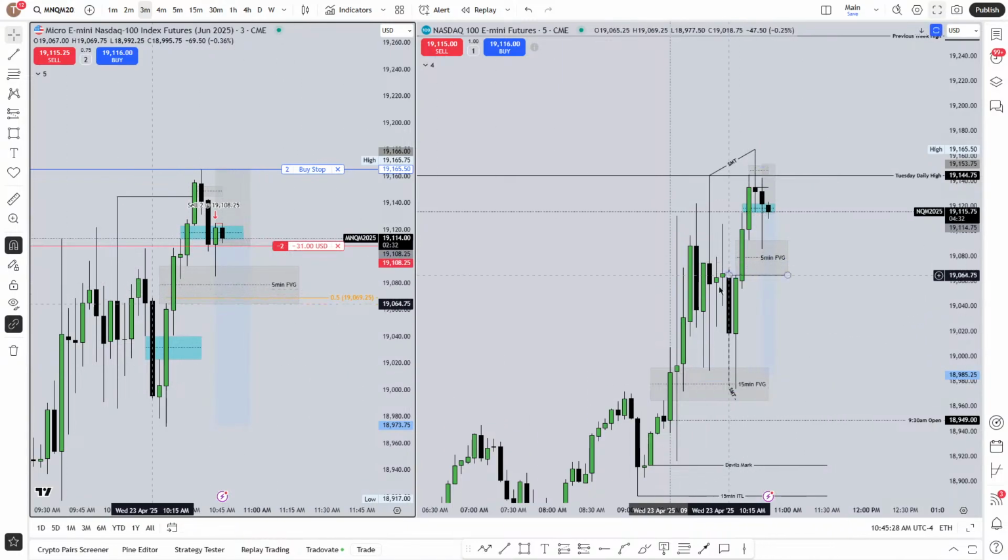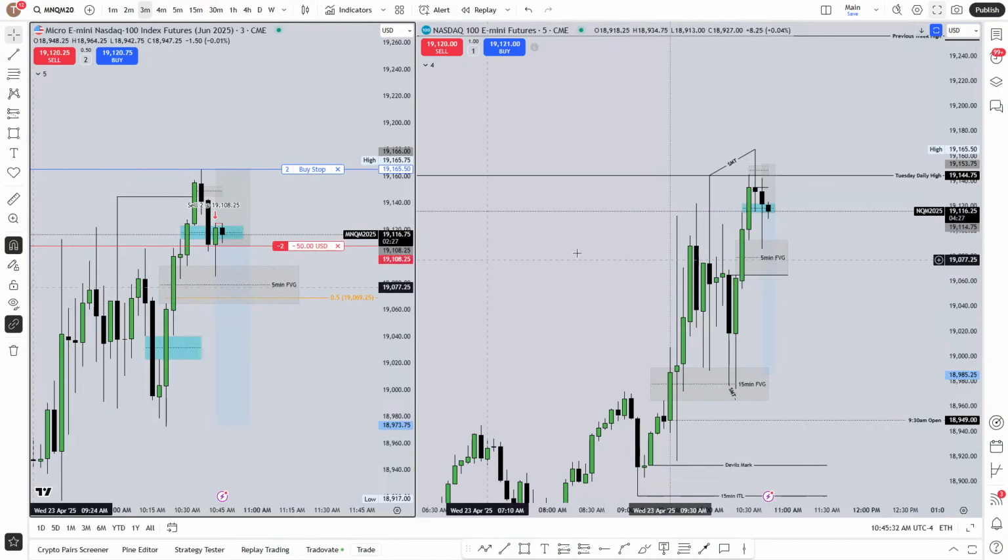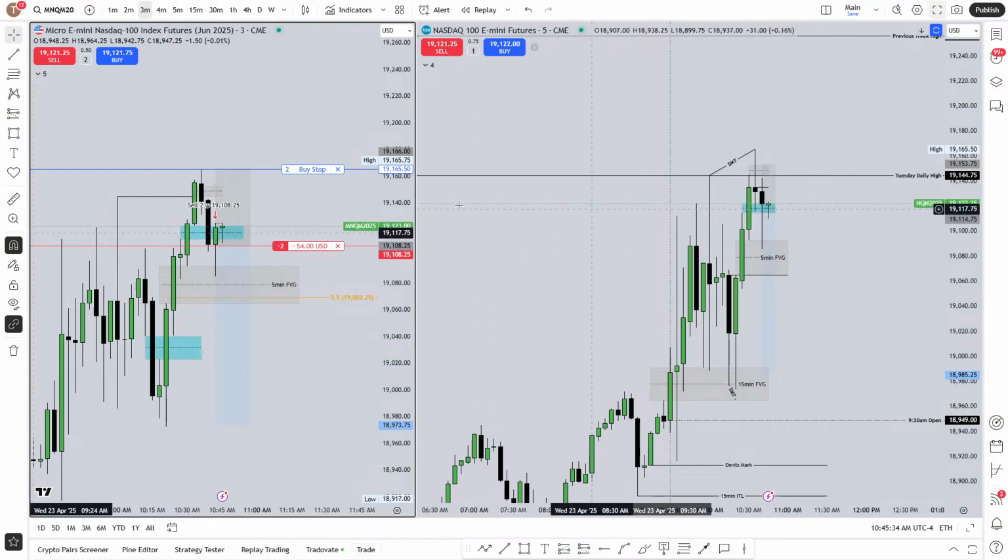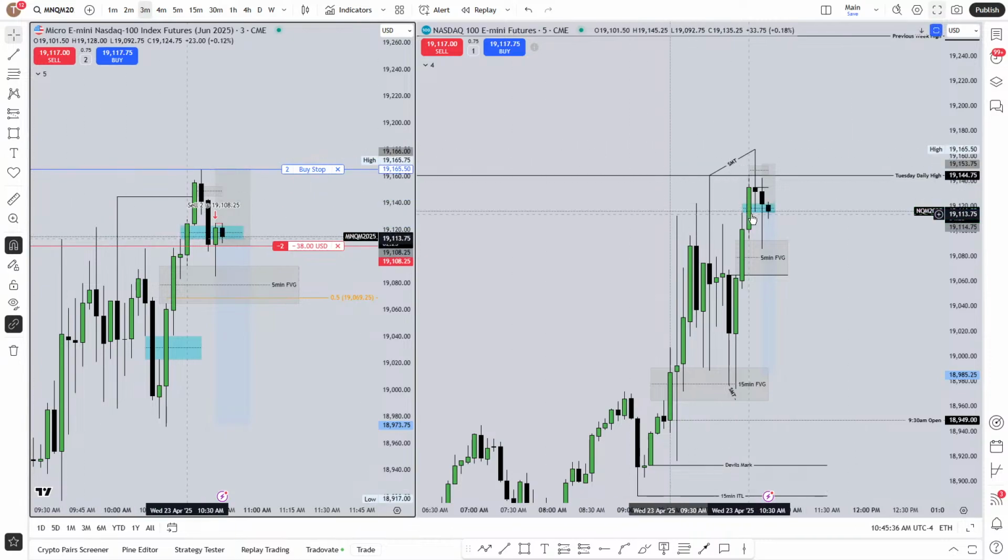It's just this because this 5 minute right here, like I need to see movement lower, but I was willing to take the risk and be okay with a stop here.